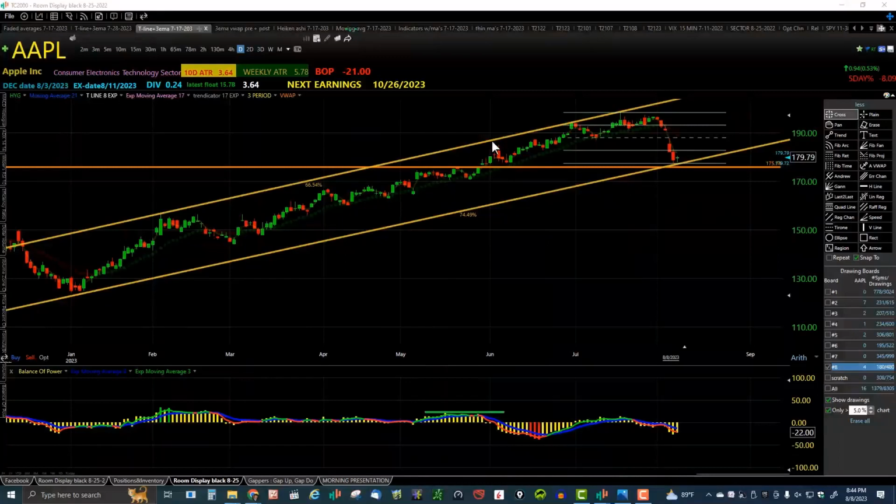You can see right here, if you look up above, price makes a high. Now, price makes a higher high up here. These are higher highs than this high right here. But yet the balance of power did not make the higher high that the price action did. You see that, Nicola? Notice the balance of power did not make the higher high that the price action did.